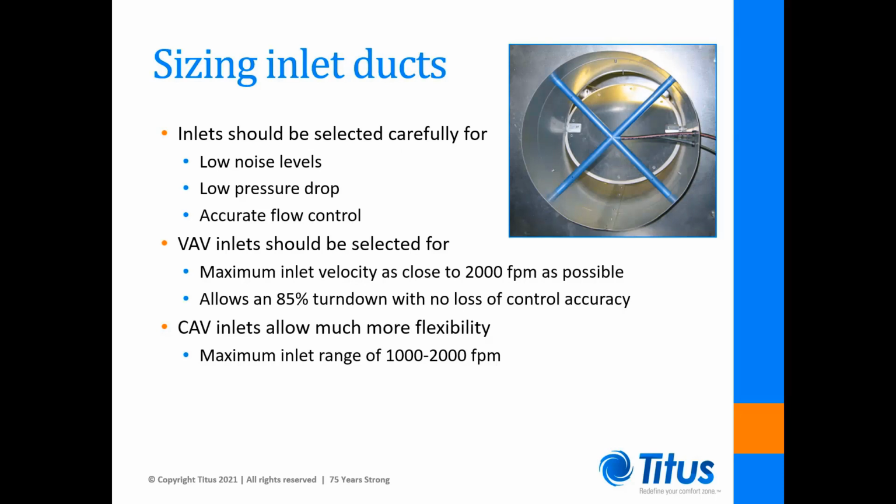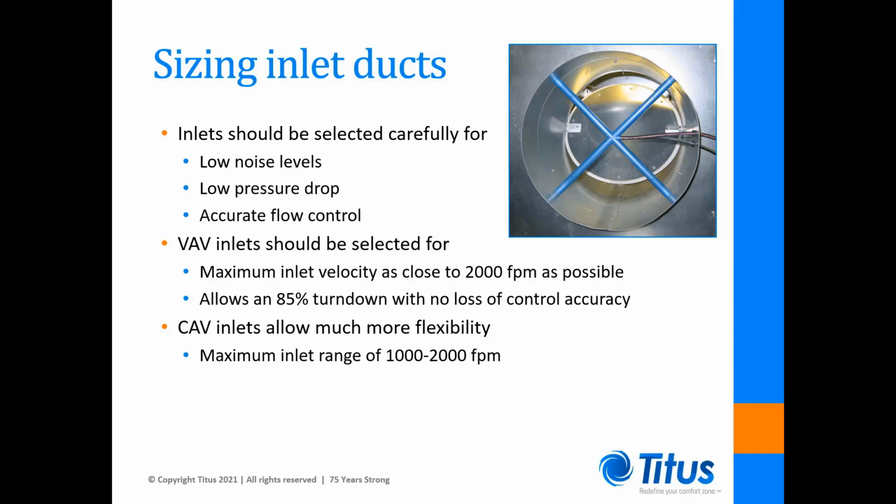So how should VAV inlets be sized for low noise and low pressure drop? My golden rule is select inlets for a maximum inlet velocity as close to 2,000 feet per minute as possible without going over by much. I know that air moving down a duct at 2,000 feet per minute or less shouldn't self-generate noise, and by keeping my inlet velocity up at this level, I won't fall into the trap of oversizing inlets, and I will also avoid any airflow control issues at turn down.